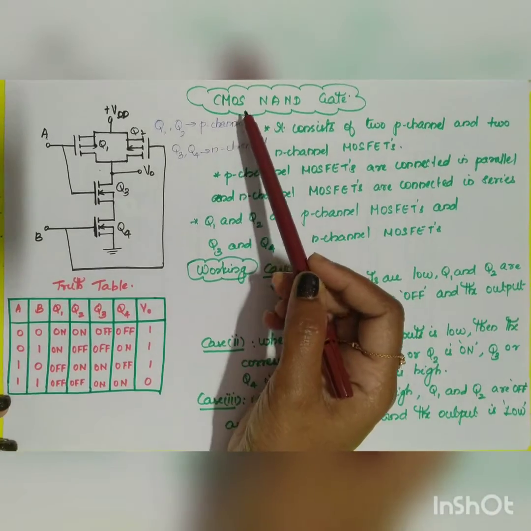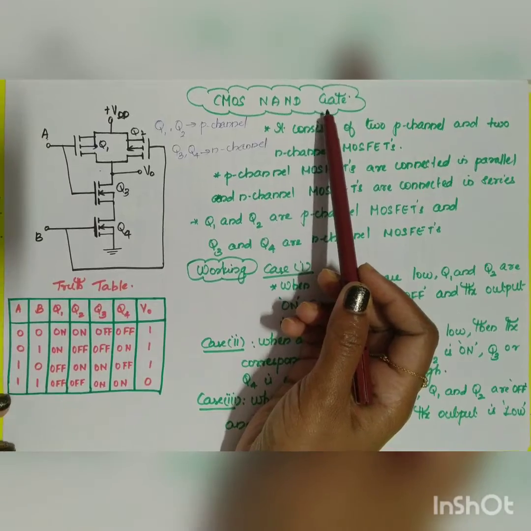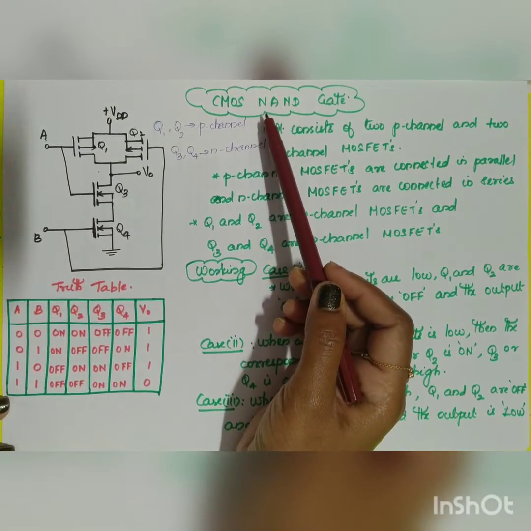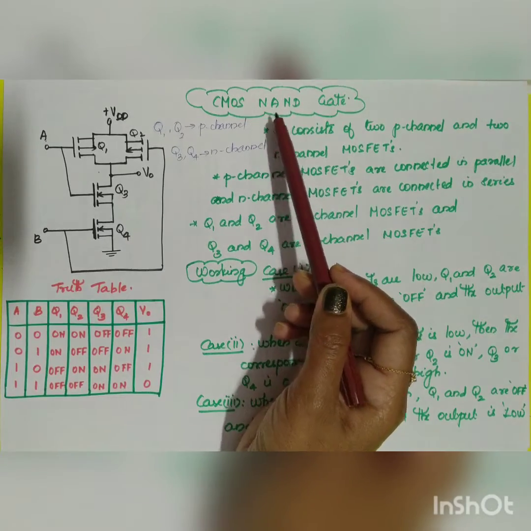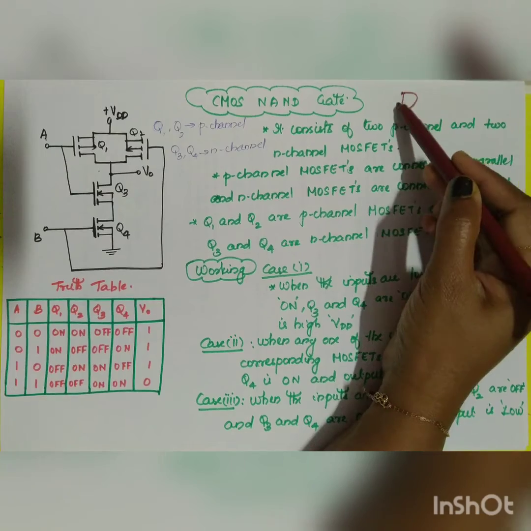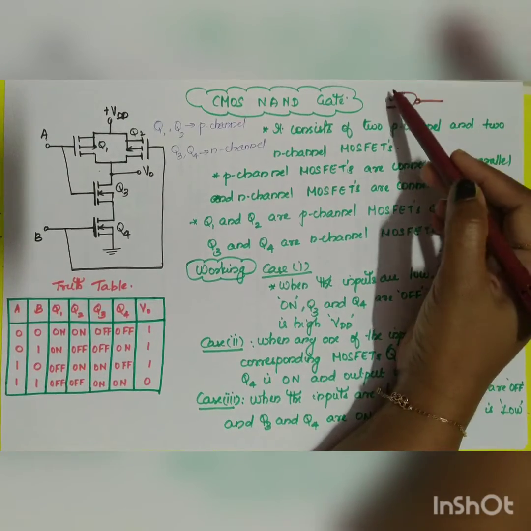So the next type of configuration you are going to study in CMOS is the CMOS NAND gate. The first type we have studied is the CMOS inverter. Now you are going to study the CMOS NAND gate. So you know what the output of a NAND gate is? A NAND gate is the inversion of an AND gate, opposite to that of the AND gate, right?